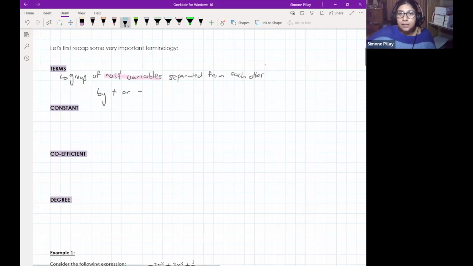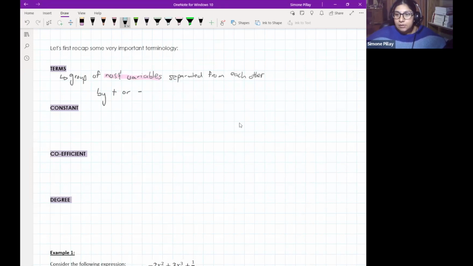So if I have something like 2 times 8, this is one term. Why? Because there's no plus or minus separating my 2 and my 8. So there has to be a plus or minus separating it. If it's multiplication, or even if we have division here, there's still no plus or minus. So that means all of this is going to be one term. So that is that. We're just recapping some terminology that we need to know to do algebra.